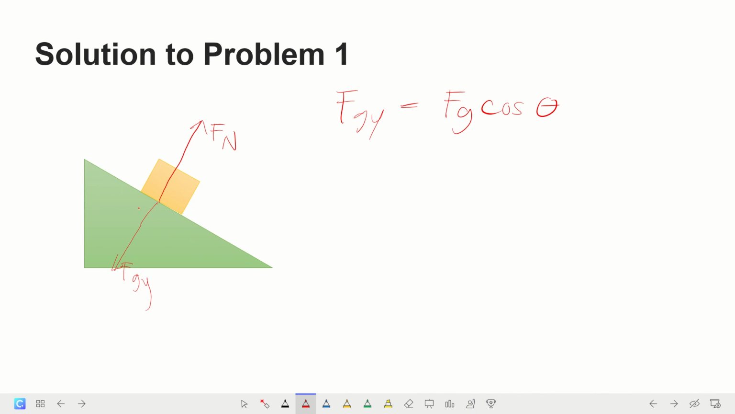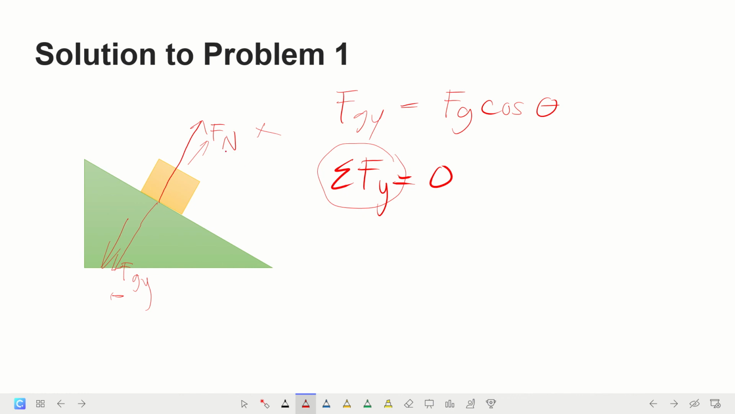So now, since we know that this is not moving along this line, so this is not moving towards this direction, this is also not moving towards this direction, so we know that the summation of forces along this line is equal to 0. So how do we solve for the net force along the y-axis? So we suppose that this one is positive, this one is negative. So to get the value, we need to get the sum of these two.